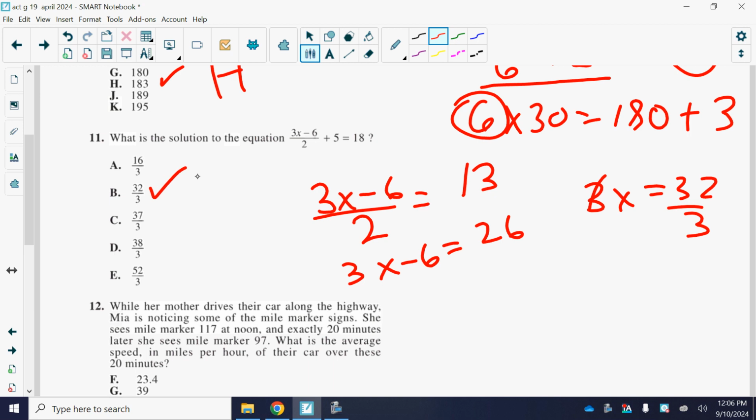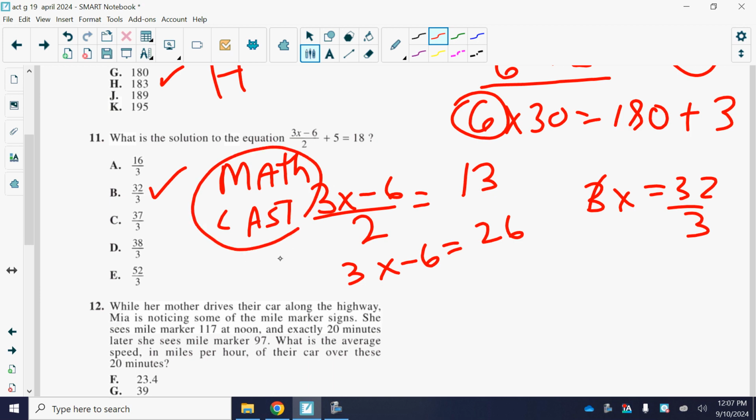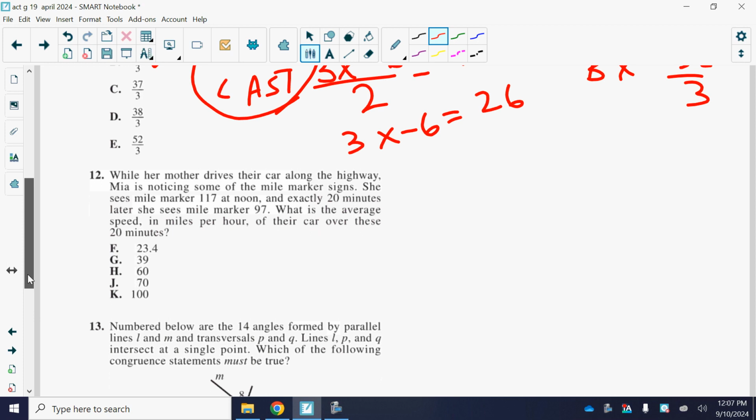Which is B. For those of you playing with me, the 11 is also an equation solver. So you hit math, last, solver. That's a big part of our class, is to use that solver button. All right, what are we doing?